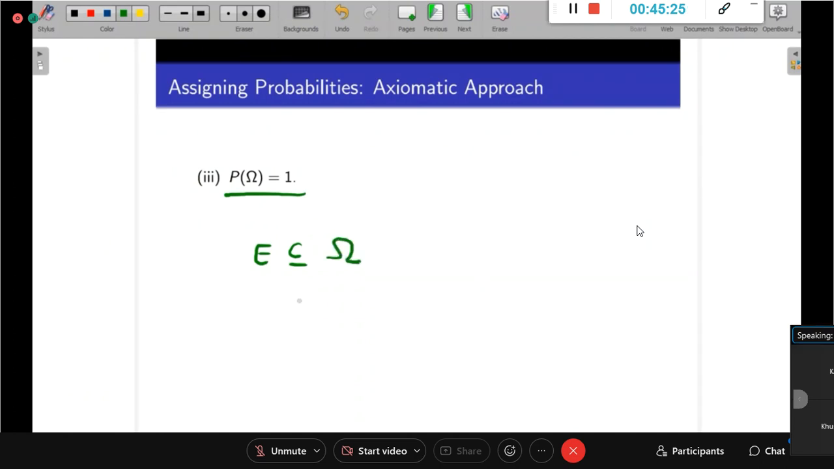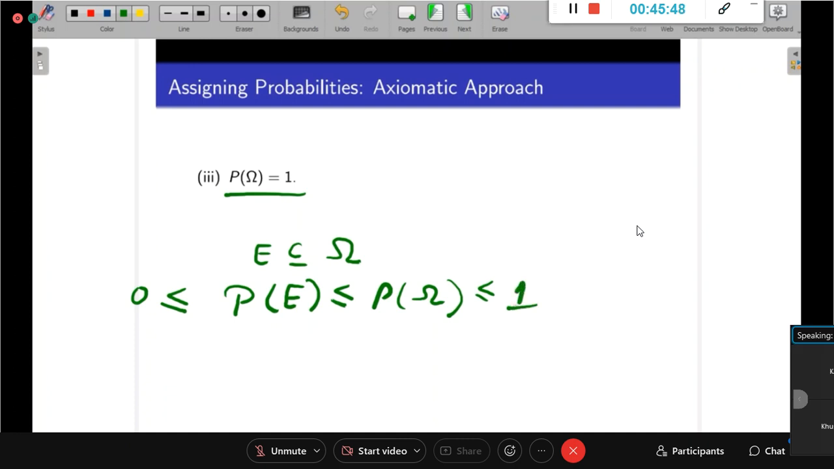Okay, so it is easy to establish this monotonicity property, that probability of E is less than or equal to probability of omega. Take any event, and you can prove that it lies between 0 and 1: 0 is less than or equal to probability of E, which is less than or equal to 1. That is very easy. You can prove this monotonicity of this function.